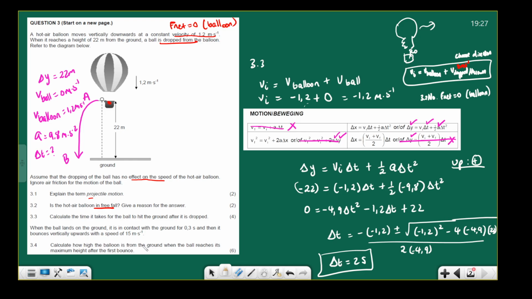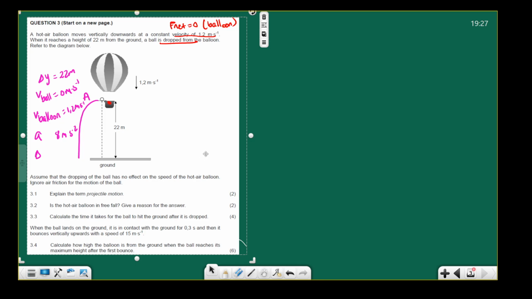How high is the balloon from the ground when the ball reaches its maximum height after the first bounce? It's quite a lot, so we need a clear understanding of what is going on. So for us to quickly do that, good people, please allow me just to take everything we did so far here and take it to the other side where we can work on it.